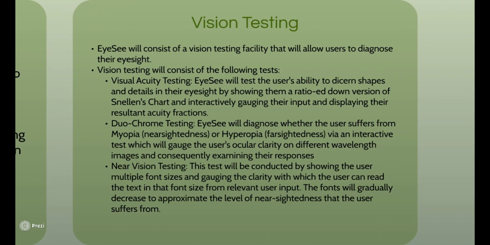The important features allow users to test their vision health by undergoing a number of tests. There are three different tests. First of all, the visual acuity test. It detects the person's ability to discern or distinguish objects and features, testing their ocular health.